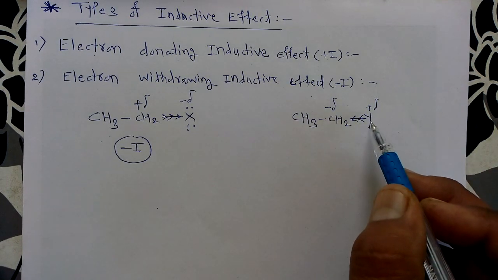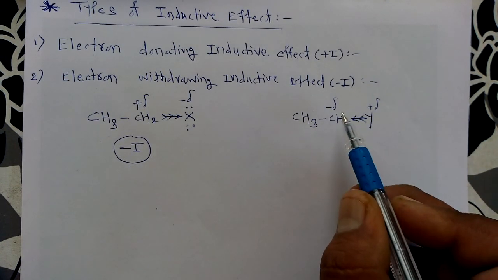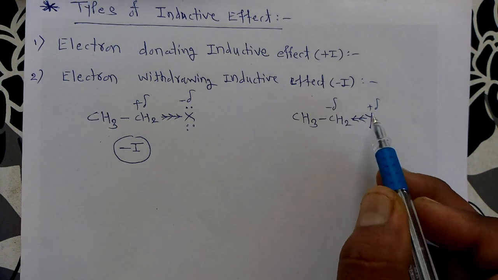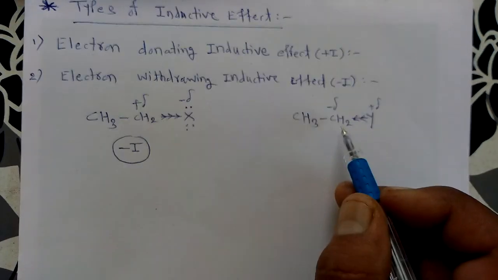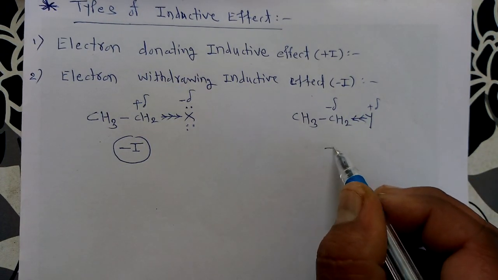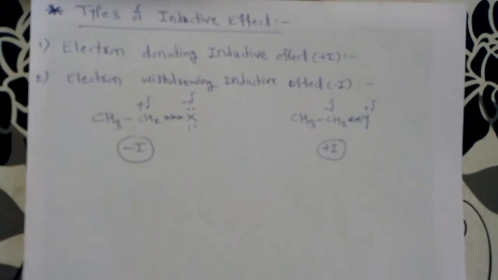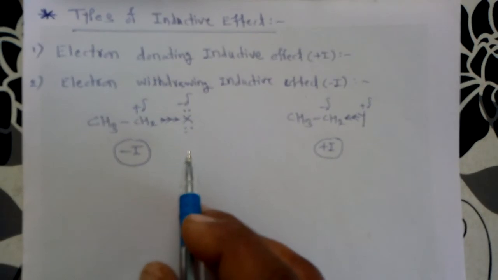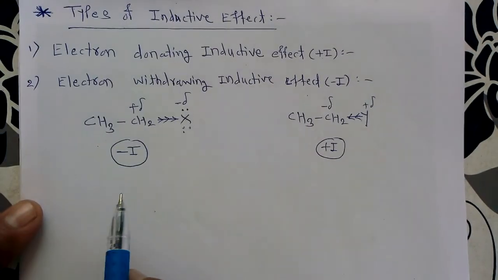So in this case, if this Y donates electron density towards this carbon atom, then a partial negative charge is formed on this carbon and a partial positive charge is formed on this Y. When such an increase in electron density is there around this carbon atom, then this type of effect is called the plus I inductive effect. So this is a very simple example for understanding the plus I and minus I effect. Now, how to define this type of inductive effect?